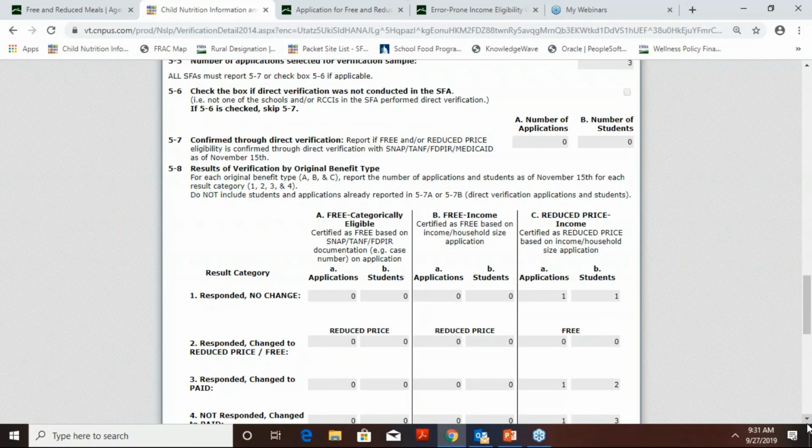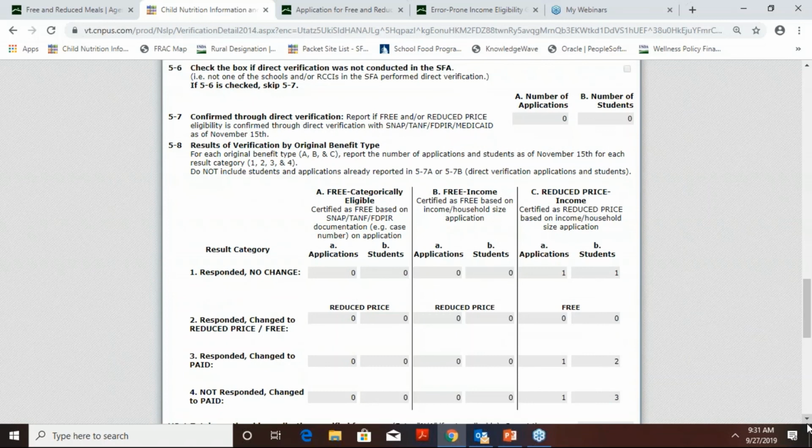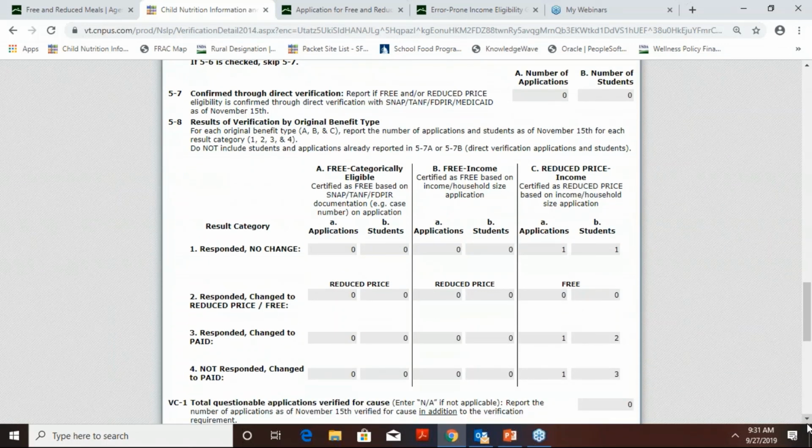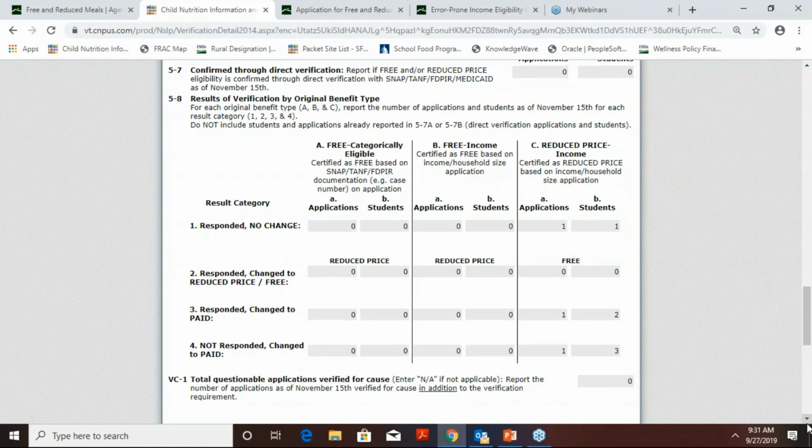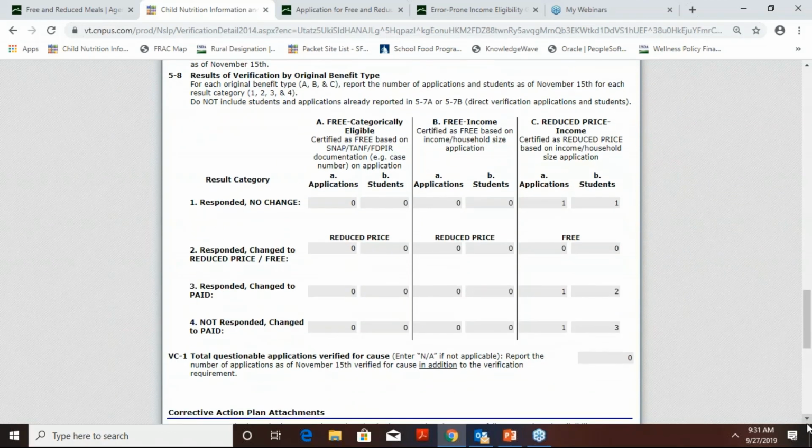In 5.7, you're reporting if there was anybody that you directly verified. So remember, that's like checking your DC list from the state or faxing us to see if those kids are on our DC list. And 5.8 is where you're reporting the results of verification. So did they change? Did they stay the same? Did they not respond and then change to paid?